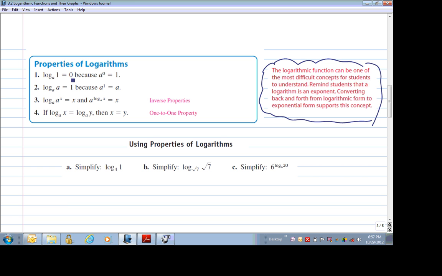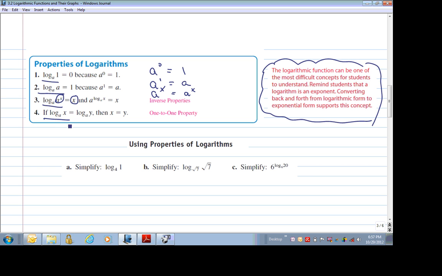This is log base a of 1 is 0, and that is because a to the 0 power, anything to the 0 power is 1. We have log base a of a, that's because a to the first power would be a. We have log base a of a to the x equals x, and be careful, this whole thing right here is what gets switched with this. Be really careful about that. So you would have a to the x power equals a to the x power, which is true.